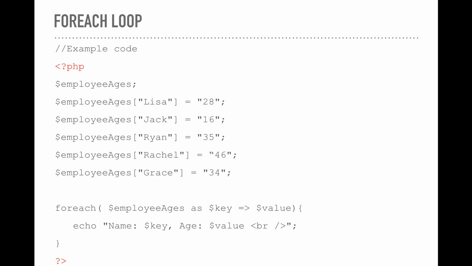pair, and in curly braces I echo name, which will display a name, and in this case name is the $key and age is the $value. So it's an example of key value pairs.